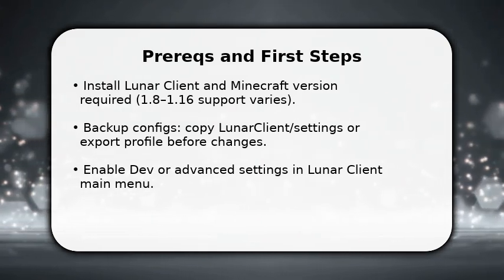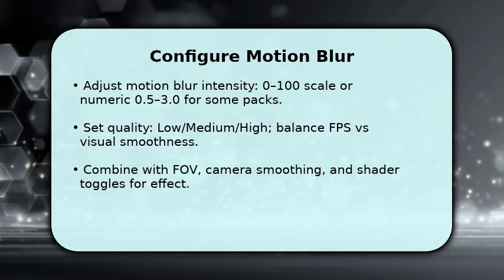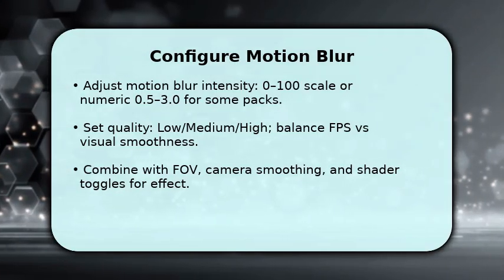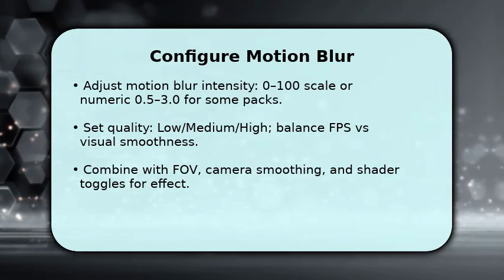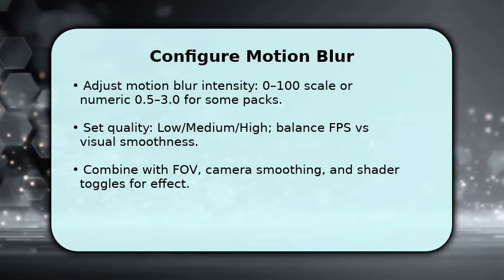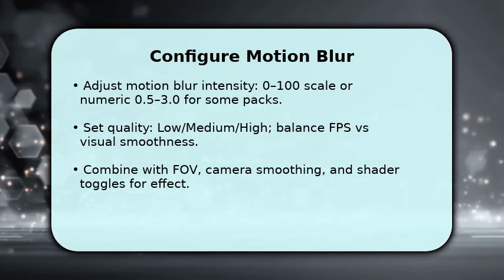Set intensity to a moderate number so movement is visible but not disorienting, for example 0.5 to 2.0 or 25/50 on a 0-100 scale. Then change quality settings to balance performance, drop from high to medium if FPS drops.